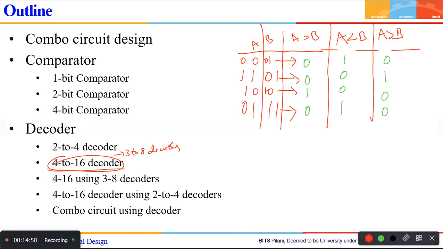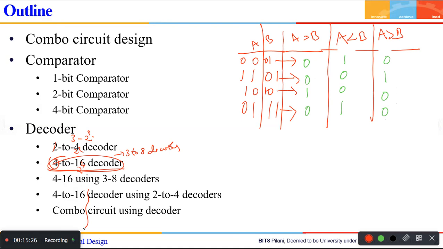In that case, you have to use 2 of the 3 to 8 decoders and construct a 4 to 16 decoder. Of course, the number of outputs is a power of 2, right? In a decoder the number of outputs is always a power of 2. Remember this. If the input is 4, outputs are 2 to the power of 4. Input is 2, 2 to the power of 2. Input is 3, 2 to the power of 3. So it continues like that.